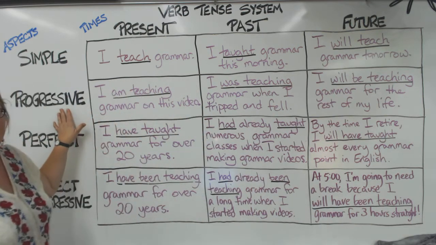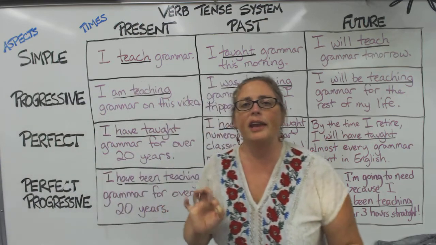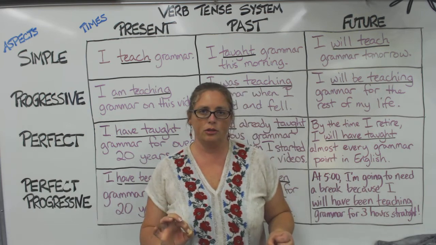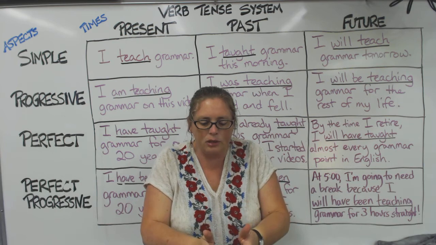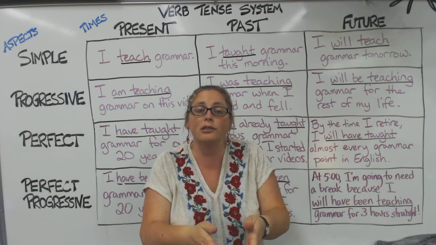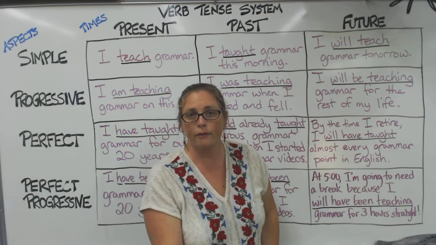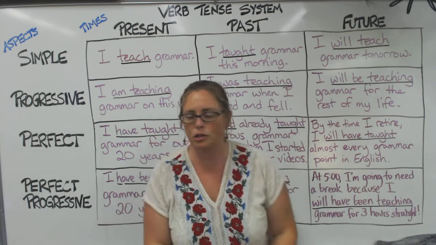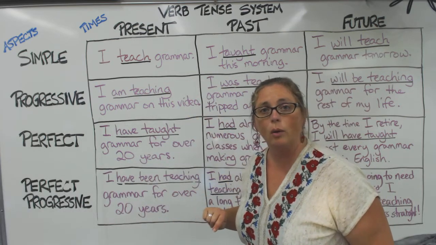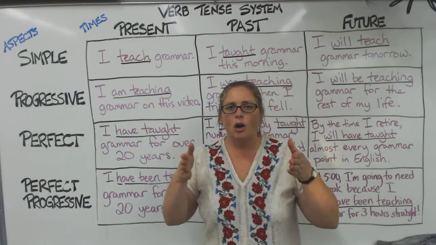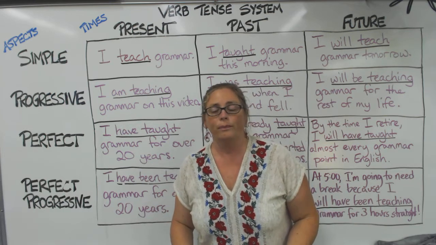With the progressive aspect, this gives the idea that an action is unfinished. It is continuing. You are looking at the action in progress. You are focusing on a middle point of the action, not the complete action. So the present progressive, I am teaching grammar on this video. The focus here is on the action unfinished right now.